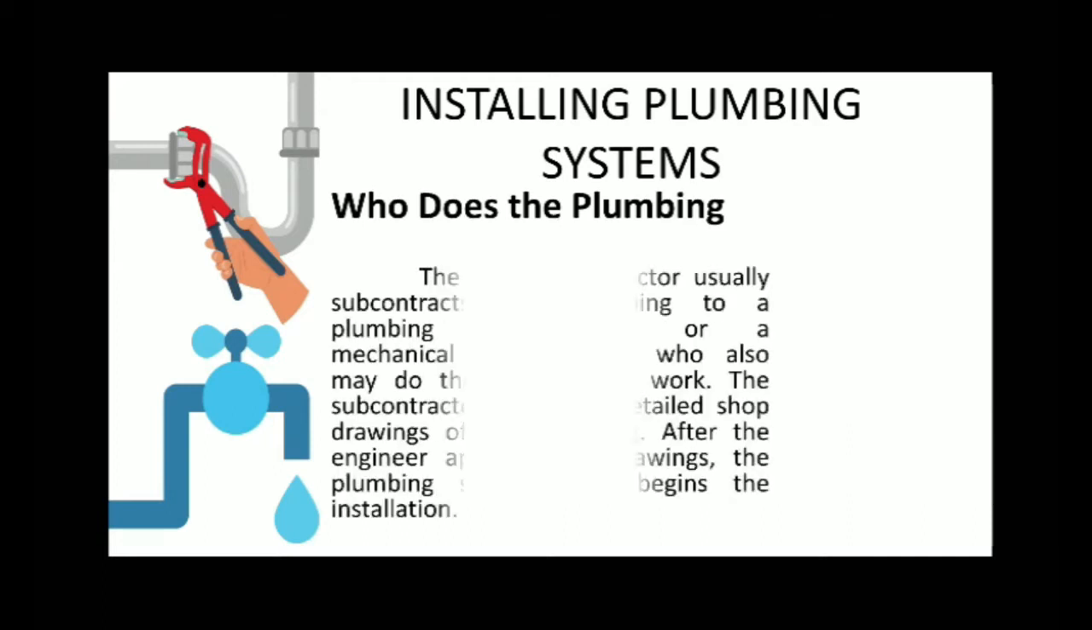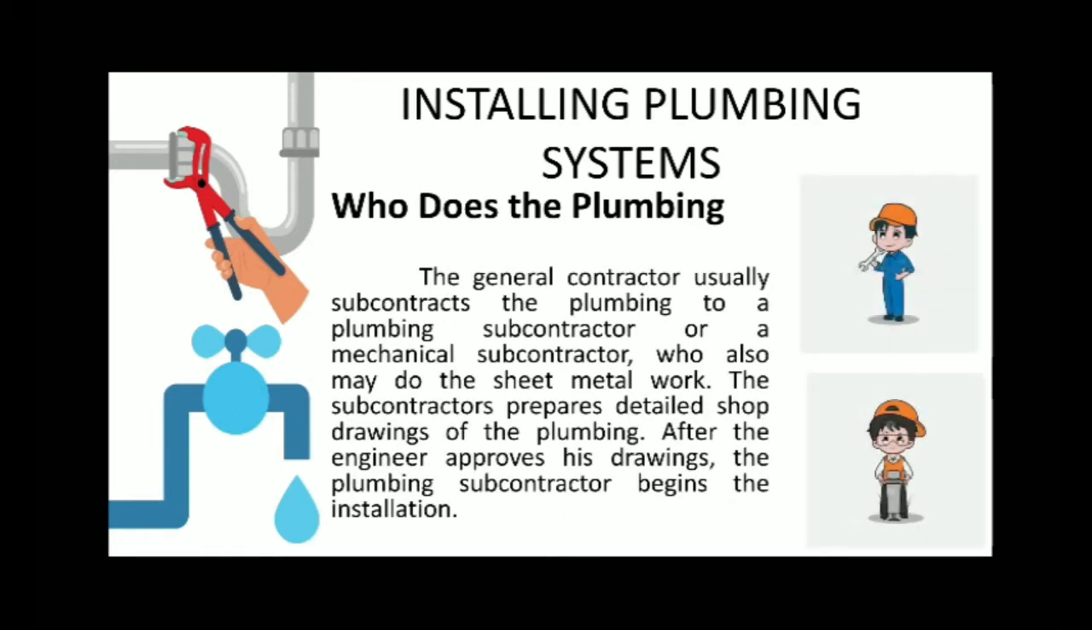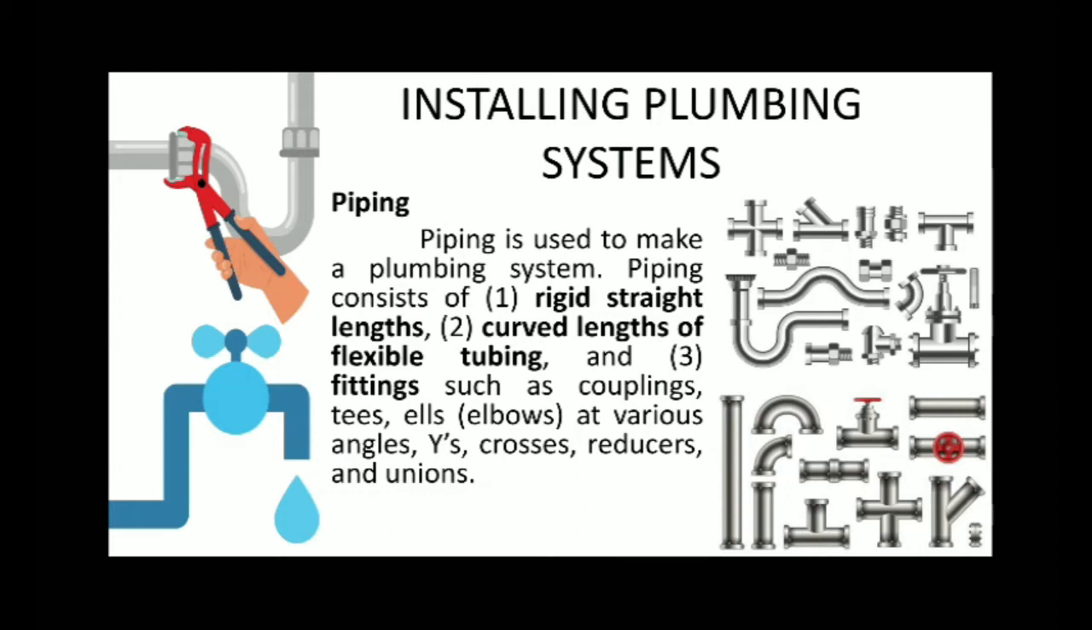Lastly, it is the duty of a general contractor to subcontract the plumbing proper to a plumbing subcontractor or mechanical subcontractor. The chosen subcontractor should prepare detailed shop drawings and will begin the installation only after the engineer approves the said drawings. One of the major components of a plumbing system is of course its piping.